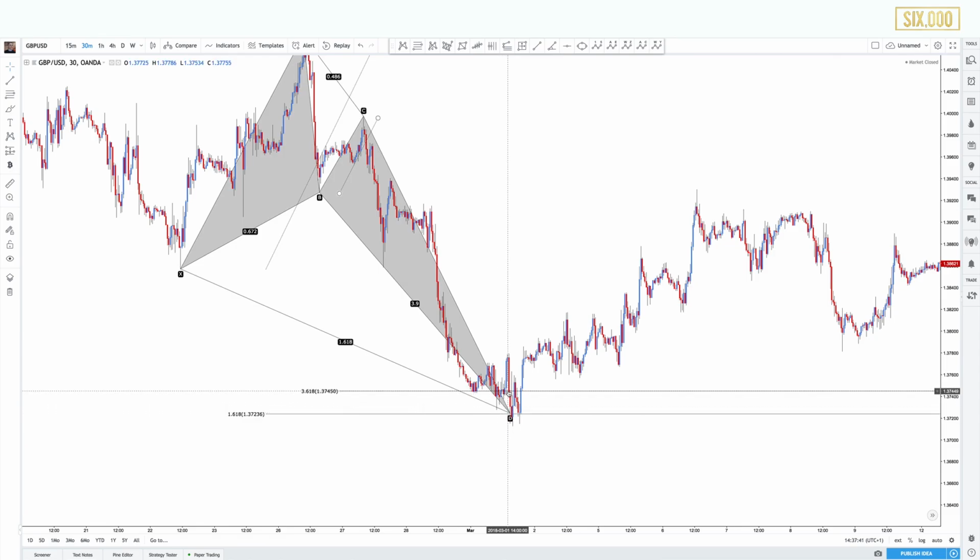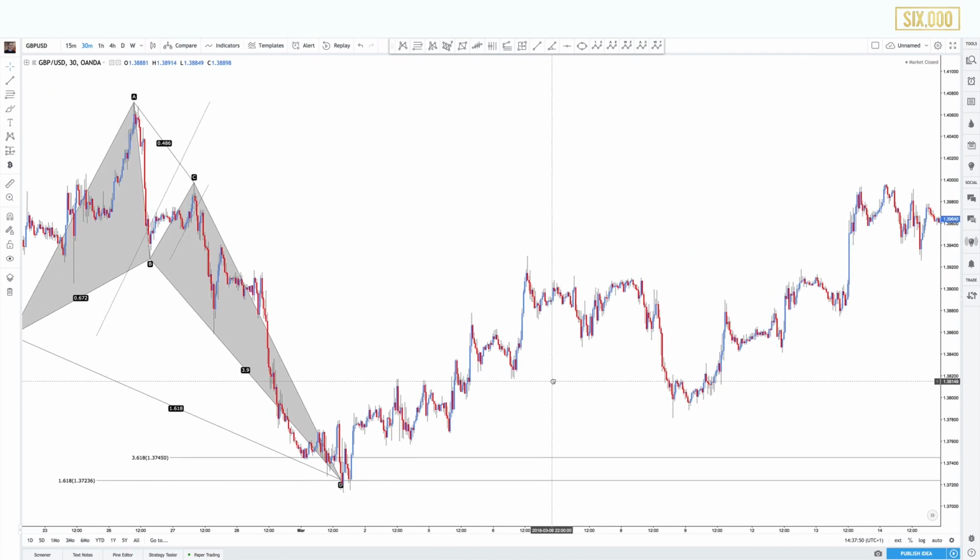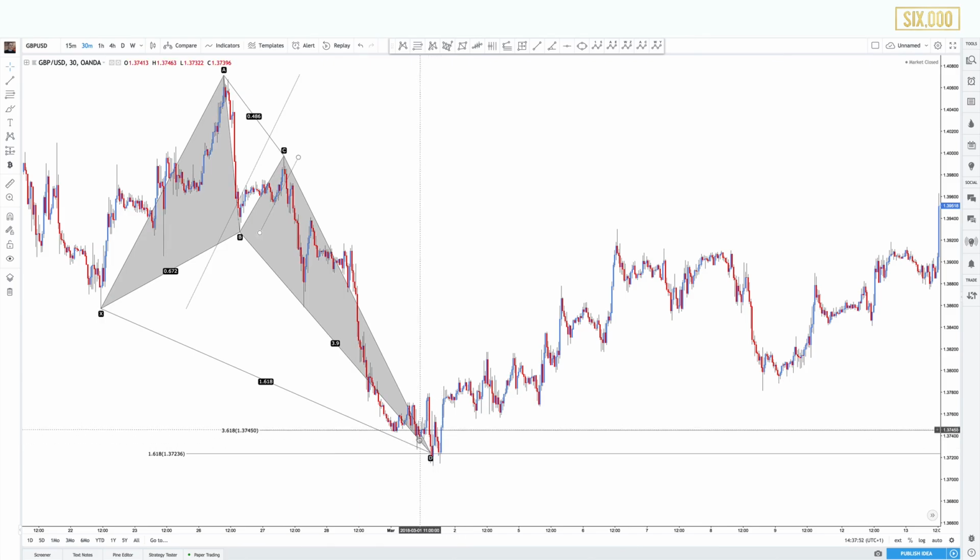Price confirms that ratio, the maximum ratio we really look for in a crab. It pushes lower, confirms that 1.618, and then that's when we get the reversal. So this is what I'm talking about, confirming all of the ratios in the area. If price confirmed that 3.618 but didn't confirm the 1.618, we don't take the trade.